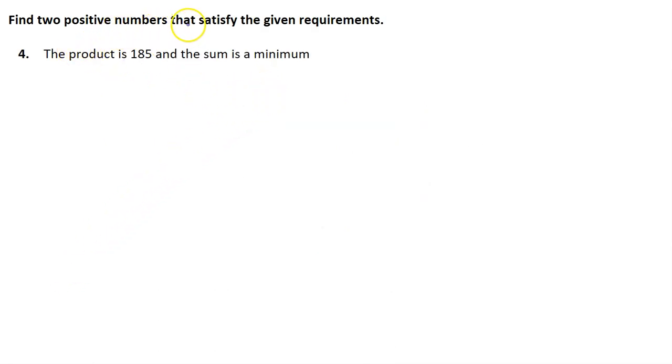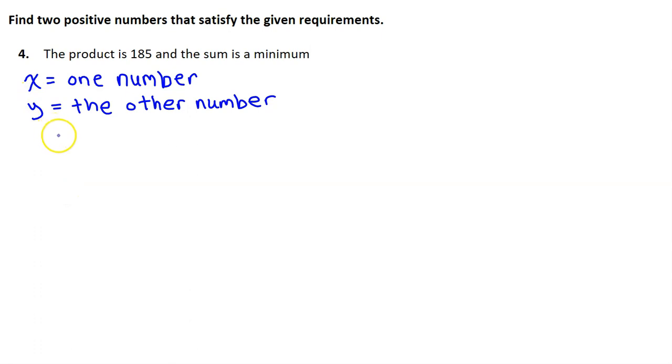Find two positive numbers that satisfy the given requirements. Number 4. The product is 185 and the sum is a minimum. Don't forget to define your variables. X will equal one number, Y will equal the other number. This first statement gives us a secondary equation. The product is 185. Using the variables we just defined, that means that X times Y will equal 185.